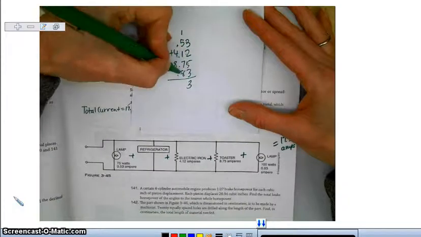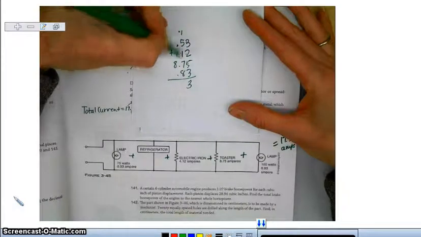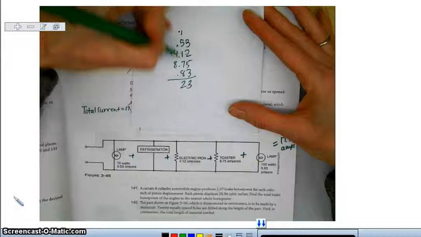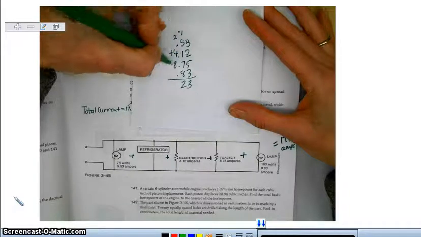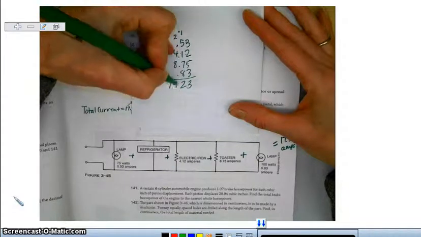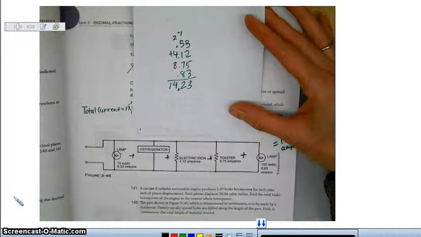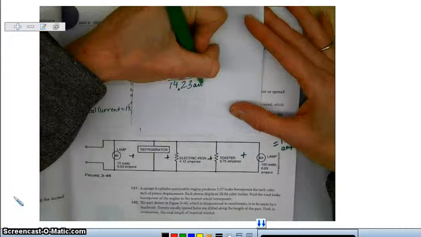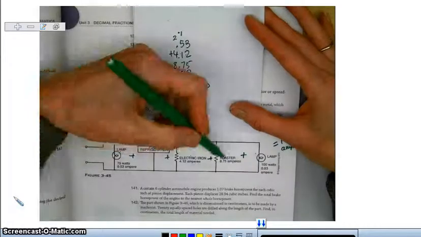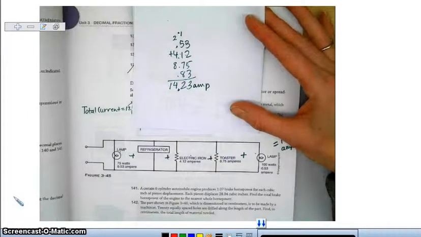Carry the 1, 8, and those two make 10, 22, carry the 2. So that's 14, and then the decimal just comes straight down. Notice when I added these, I lined up the decimals. The decimals were lined up. All right, so 14.23 amps is what the lamp, the electric iron, the toaster, and the other lamp add up to.